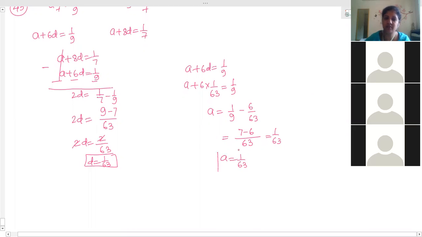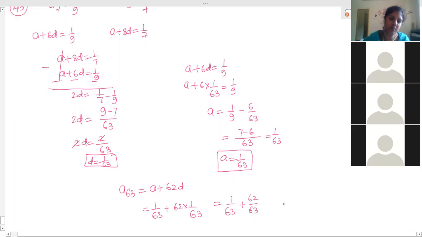Now what they are asking is to find the 63rd term. So A63 is equal to A plus 62D. A is 1 by 63 plus 62 into 1 by 63. So this is equal to 1 by 63 plus 62 by 63, which is 63 by 63. The answer is 1.